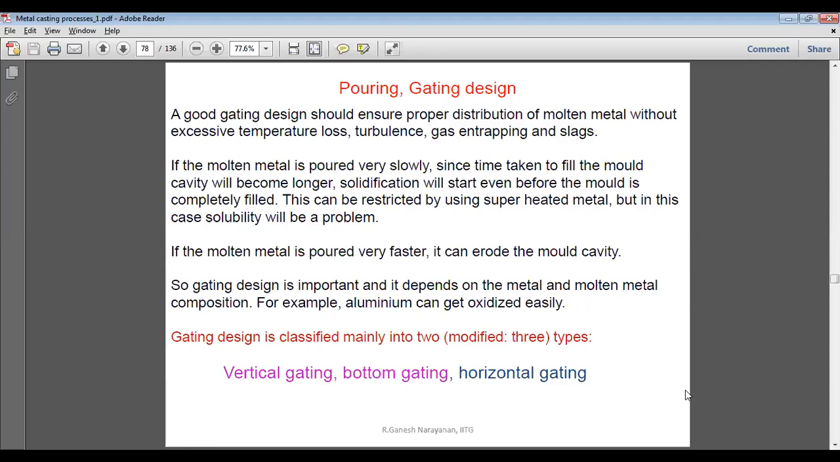Gate designing is classified mainly into two types, and two modified types: vertical gating, bottom gating, and horizontal gating. Vertical gating means the gating system is perpendicular to the base or bottom. Bottom gating is when the gating system is close to the bottom, and when the gating system is horizontal, or parallel to the x-axis, it is known as the horizontal gating system.